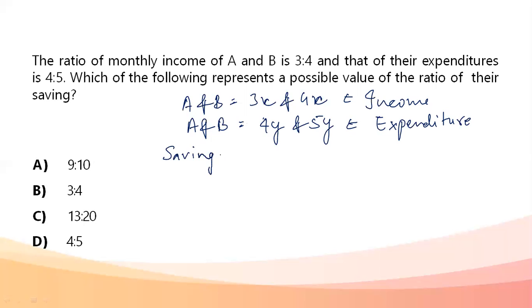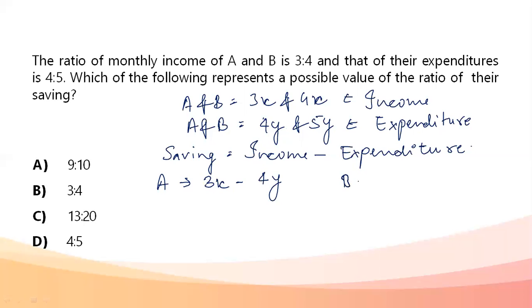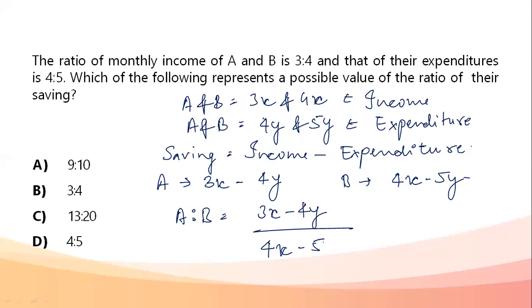Saving, as a matter of fact, is equal to how much you are earning minus how much you are spending. So saving is actually income minus expenditure. For A, the savings become 3x minus 4y and B's savings become 4x minus 5y. This is A's saving, this is B's saving. So I have two saving values, and I need a possible value of the ratio of A's to B's saving, that is (3x minus 4y) divided by (4x minus 5y). This is the value that I'll be needing in this particular question.